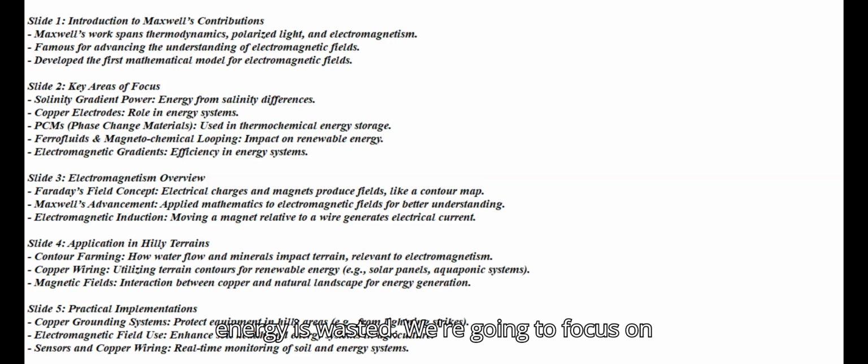We're going to focus on Maxwell, James Clerk Maxwell, and his predecessors like Michael Faraday. Faraday had a revolutionary way of considering phenomena by imagining that electrical charges and magnets produce a field. His concept was like a contour map filling all space, where the values reflected the strength of electromagnetic phenomena. For example, when a wire cuts through the lines of a magnetic field, it produces an electrical current.